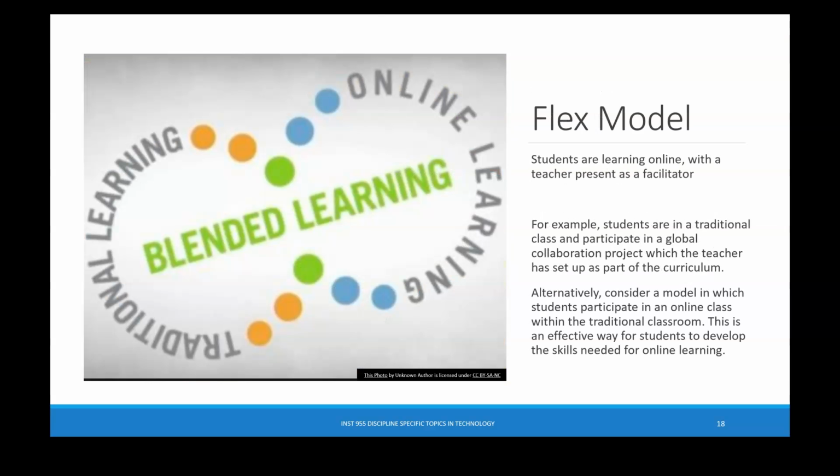And the flex model is when the students are learning online with a teacher presenter as a facilitator. So they could be in a traditional classroom doing a global collaboration project, or they could be in a traditional classroom walking through an online learning class in order to learn how to study online.